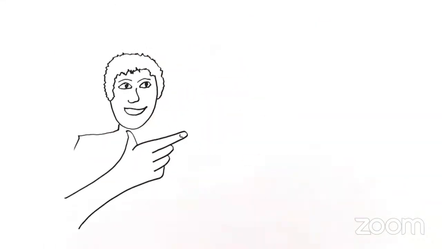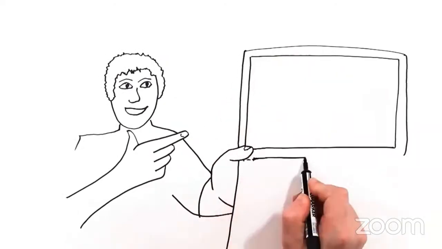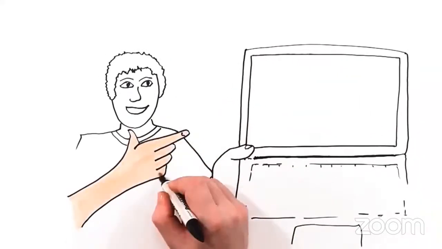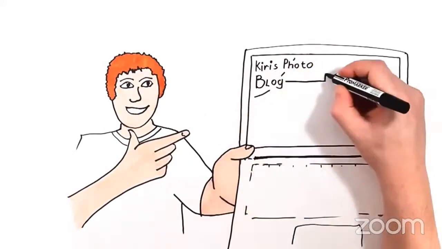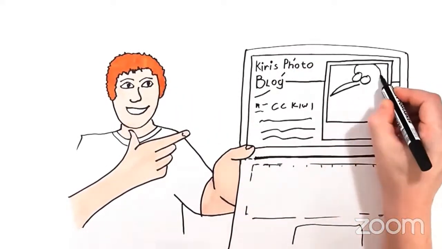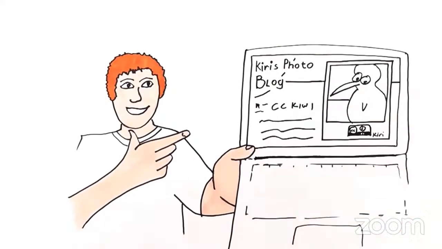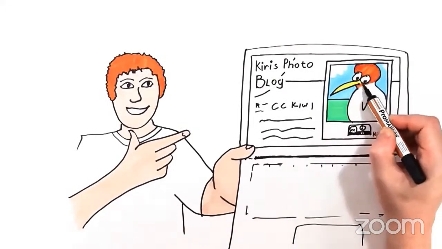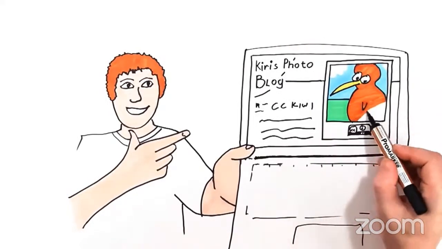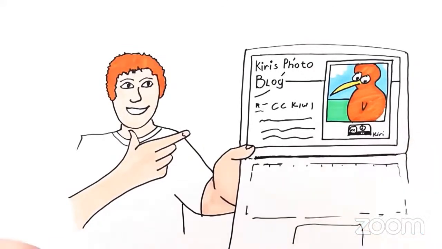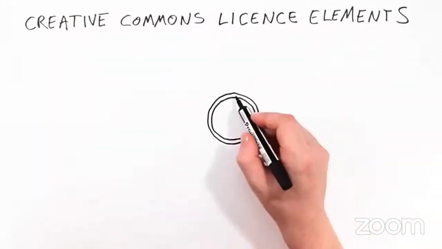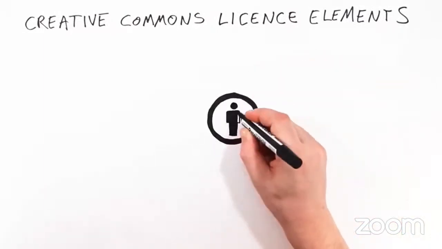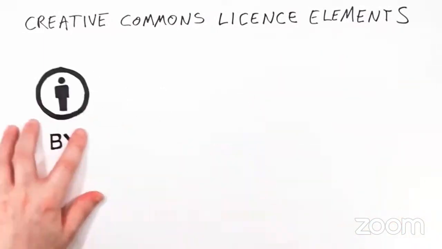Zach here downloads a photo called CC Kiwi that he wants to use in his science project. He can do this without asking Kiri, the photographer, first, because she's already given permission with a Creative Commons license. Kiri's license is legally robust, but easy for Zach to understand. She's told the world, including Zach, that they can use CC Kiwi as long as they acknowledge her as the original photographer. There are more rules Kiri could have included. Creative Commons licenses are made up of license elements. You can think of them as rules, and each have their own special symbol.